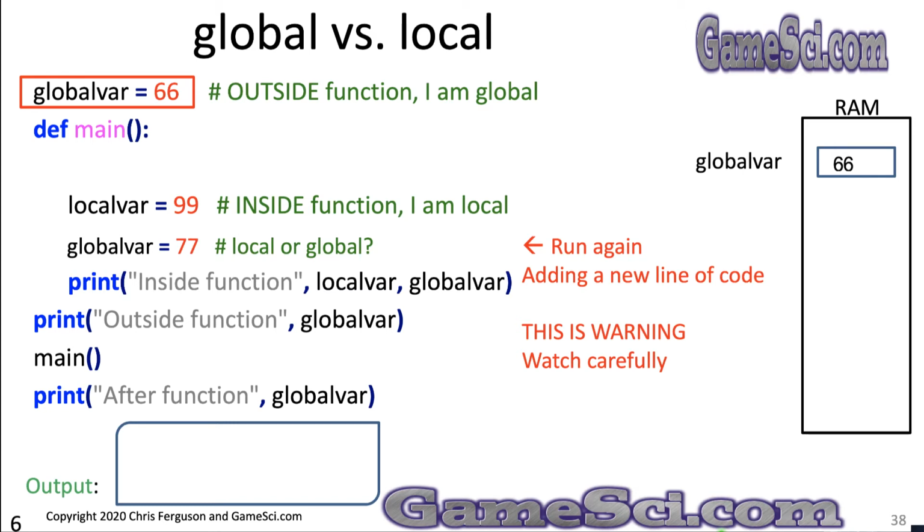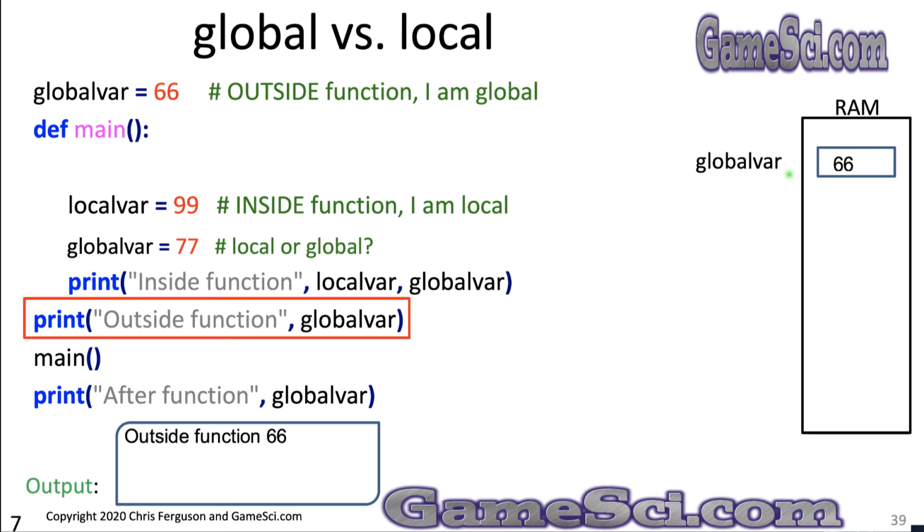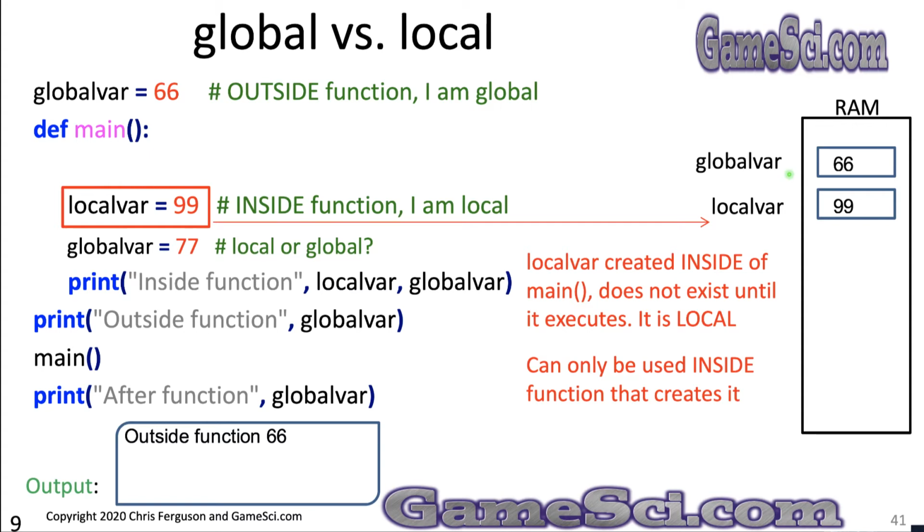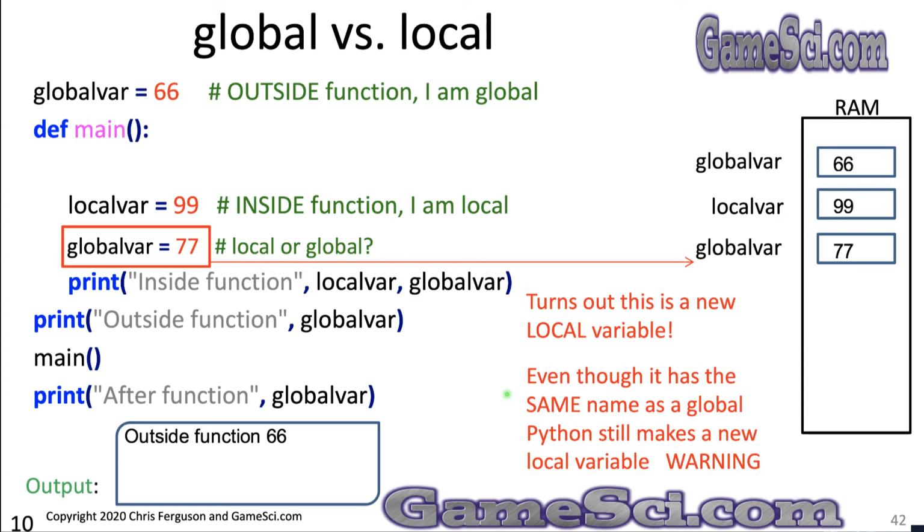Let's start with global var equals 66, and you can see that I have a 66 in my global var. I'll print outside the function and global var 66 will show up. I'll call main and run main just like we did before. But now watch carefully what happens. I say local var equals 99, and just like last time, local var is created inside of main. It does not exist until main executes. That's why it's called a local variable. It can only be used inside the function where it gets created. Local var is clearly a local variable. But watch what happens next. I say global var equals 77.